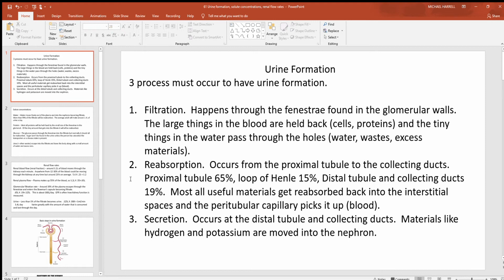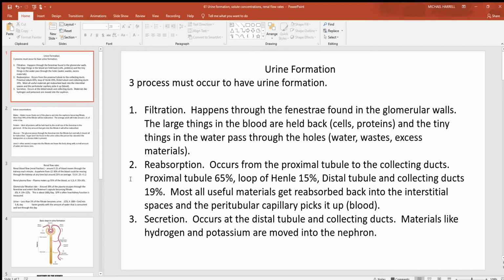Now remember, the Bowman's capsule, which is the first part of the nephron, is what's around the glomerulus. So it just catches all that plasma when it leaves those tiny holes in the glomeruli. That's all it does, catches that plasma, then you call it filtrate. No reabsorption there. But then with the proximal part of the tube, you get another 65%. Loop of Henle 15%, and the distal tubule and collecting ducts around 19%.